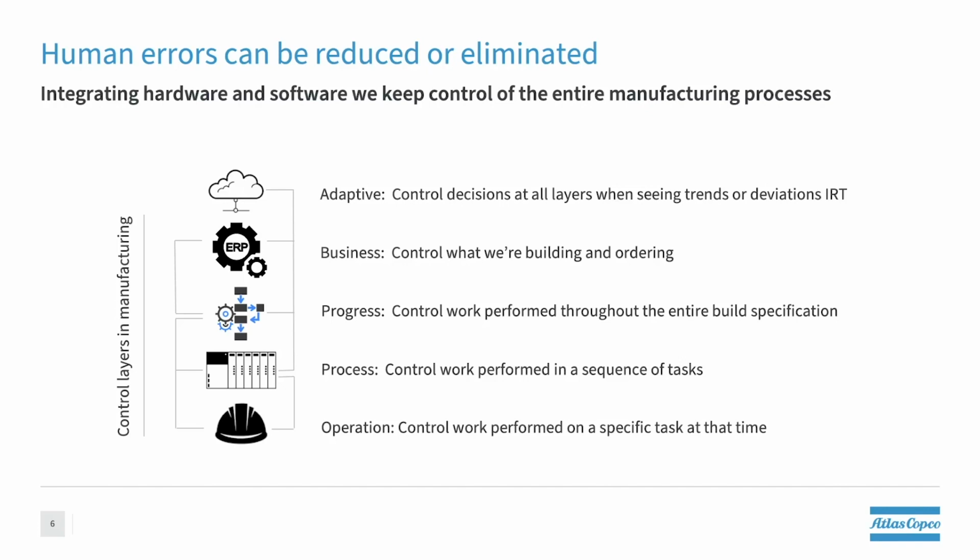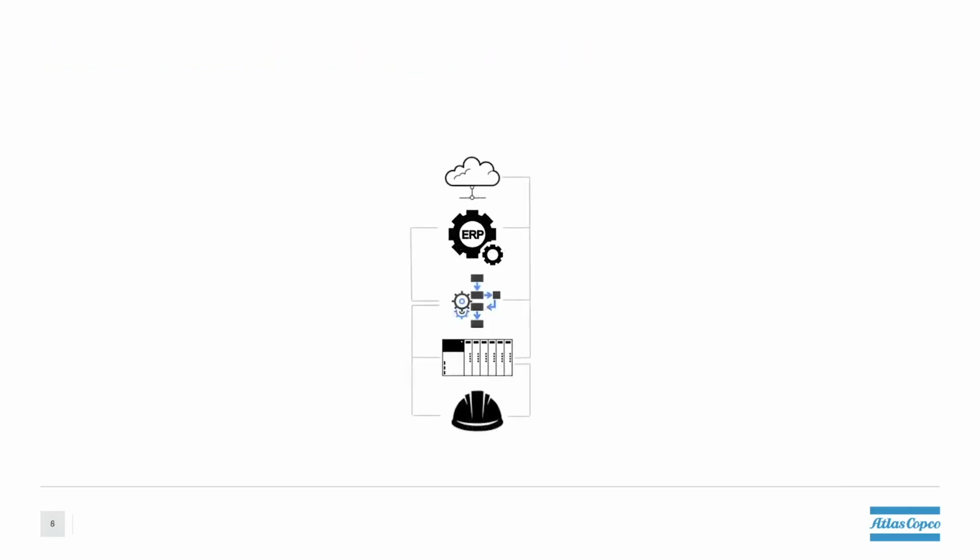At the business layer, we're only looking to control what we're building and validating we have the right supplies to do so. Finally, at the adaptive layer, we are looking to control and make decisions by evaluating data received at all layers based on trends or any deviations in real time.